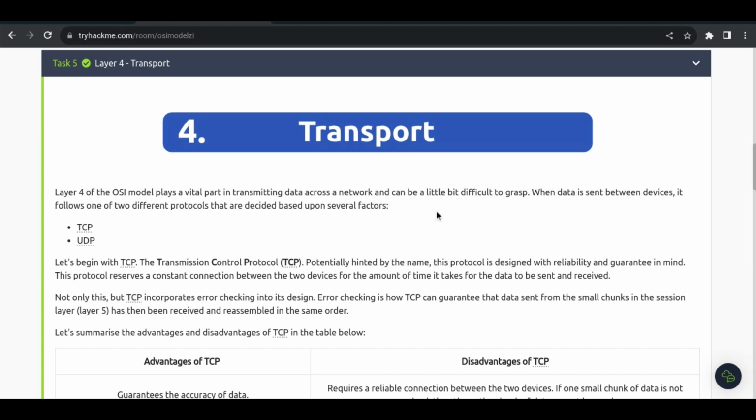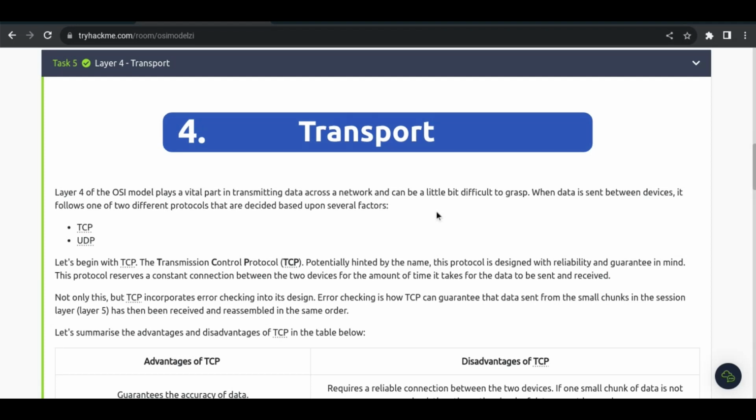Layer 4 of the OSI model plays a vital part in transmitting data across a network and can be a little bit difficult to grasp. When data is sent between devices, it follows one of two different protocols that are decided based upon several factors: TCP or UDP. Let's begin with TCP, Transmission Control Protocol. Potentially hinted by the name, this protocol is designed with reliability and guarantee in mind.